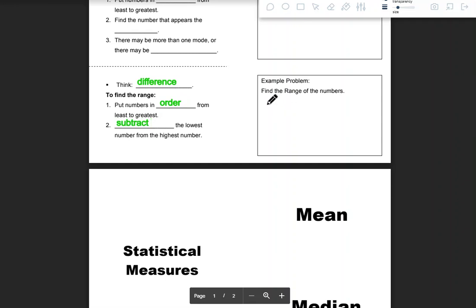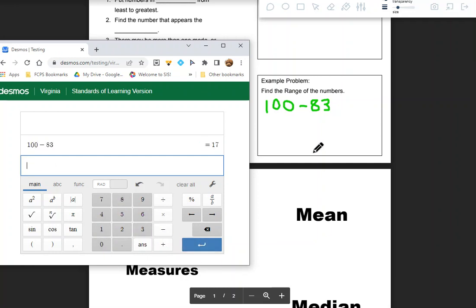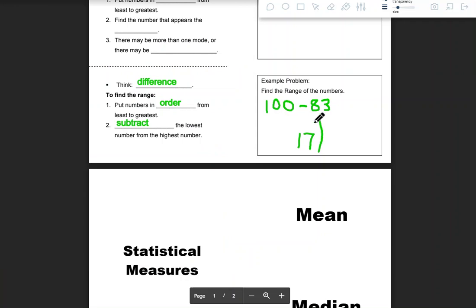Right? So my biggest number on my list was 100. That's my biggest number on most scores. My smallest number was 83. So I'm going to subtract 100 minus 83. And whatever I get, that is my range. Right? So 100 minus 83 gives me 17. So 17 is my range.